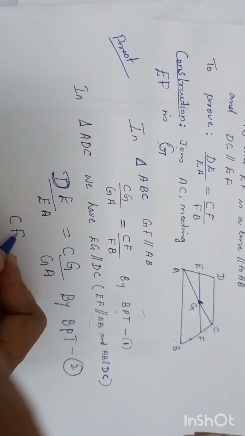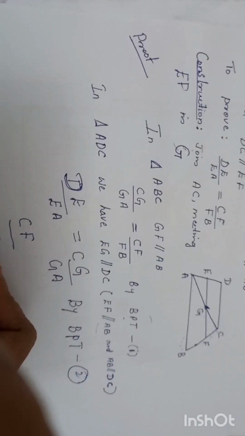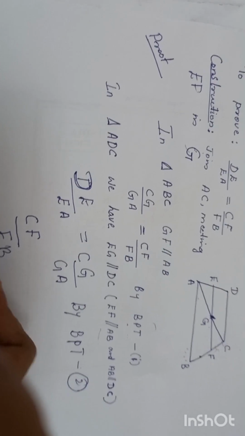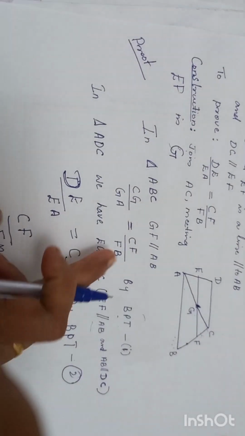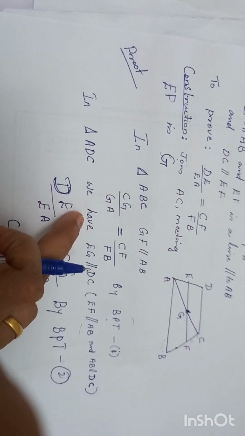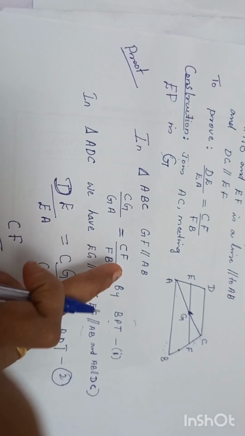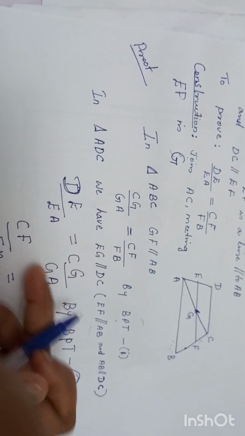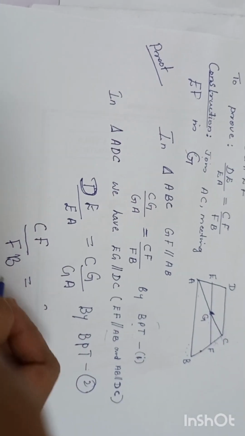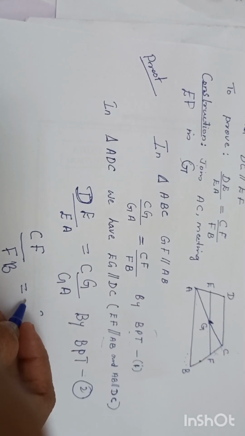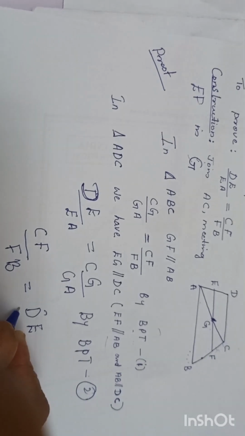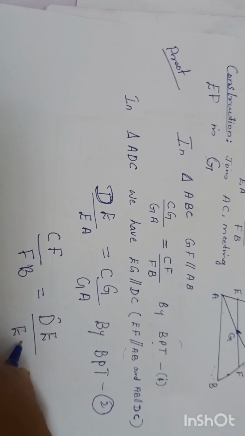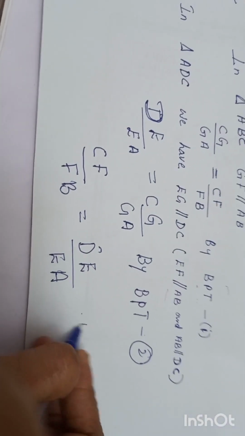CF by FB is equal to CG by GA. CG by GA is equal to CF by FB is equal to DE by EA. Hence the proof.